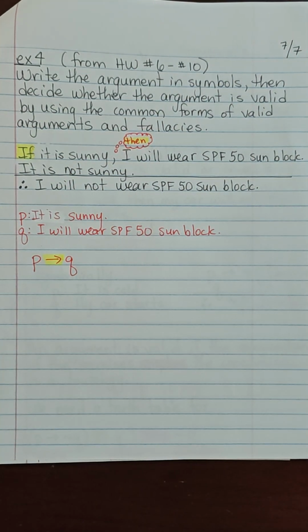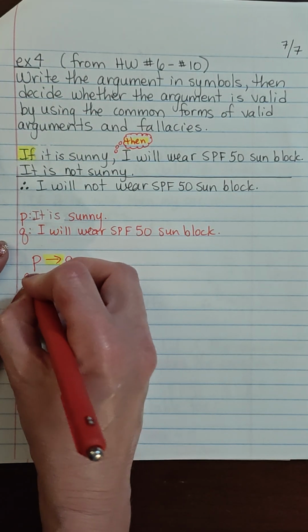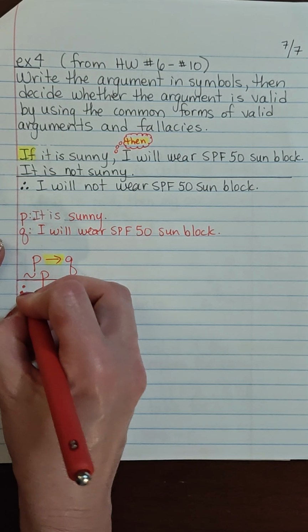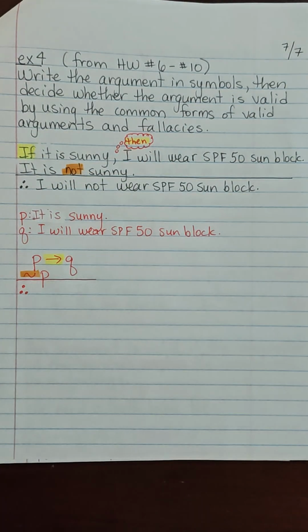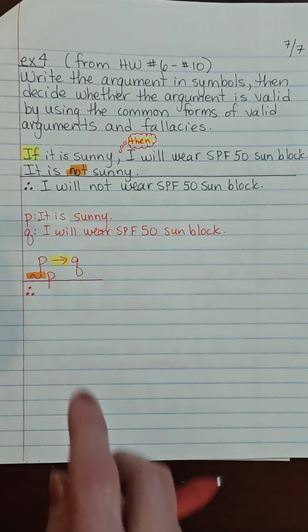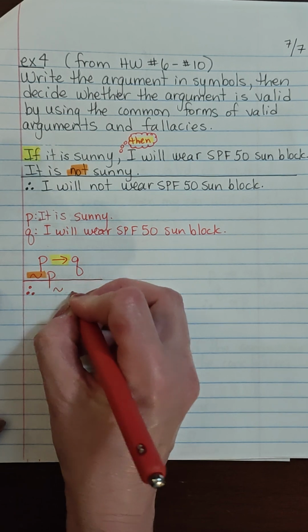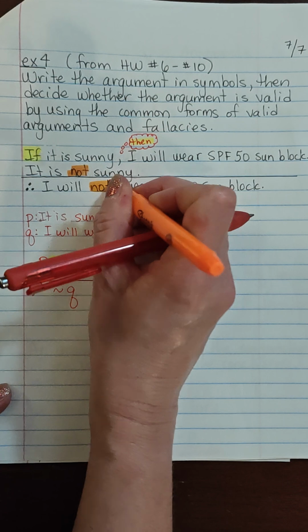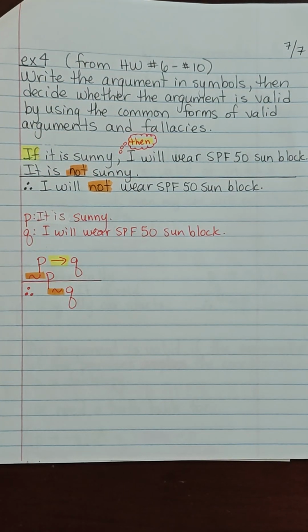My second premise is it is not sunny. Well, P is the it is sunny, so this must be not P. All right, so that was not, so that's why I threw the not symbol on there. And then my conclusion is I will not wear the SPF 50 sunblock. So that's going to be not Q. All right, so again, I've got that not right there. That's why that not showed up on there.